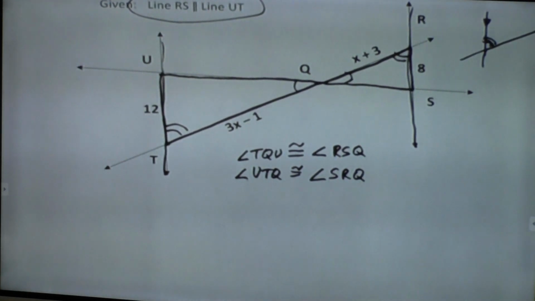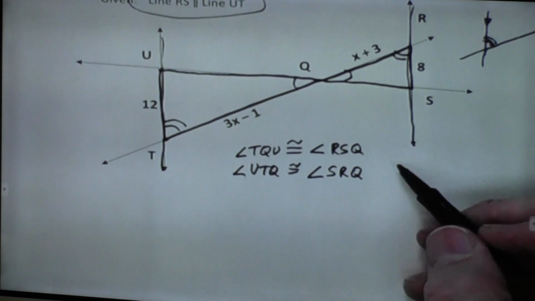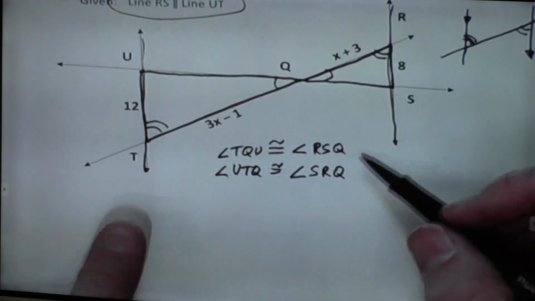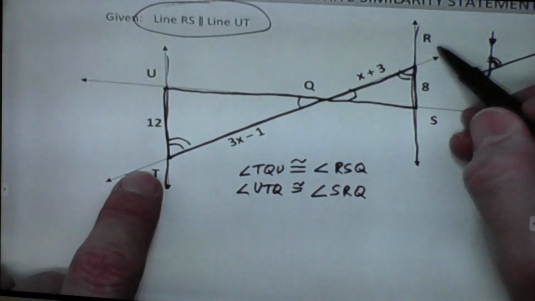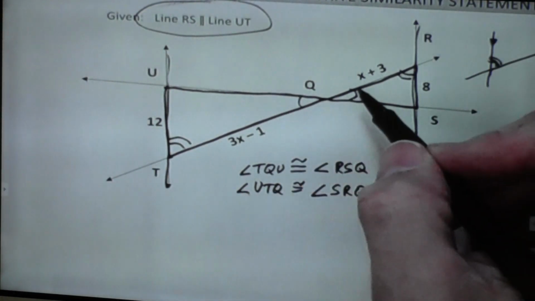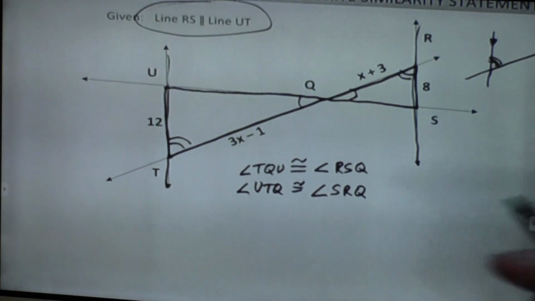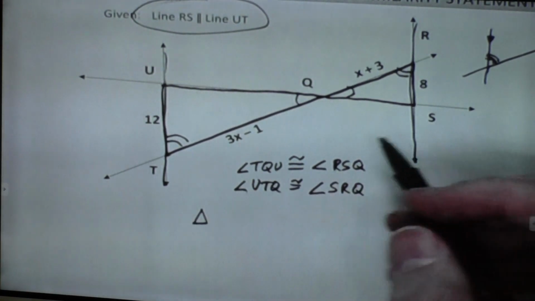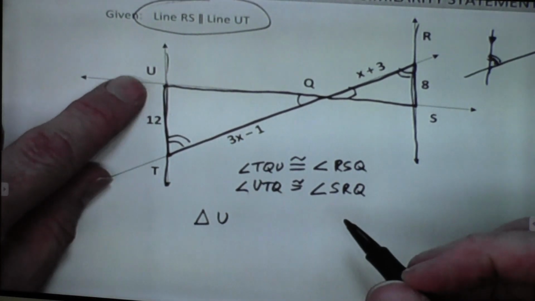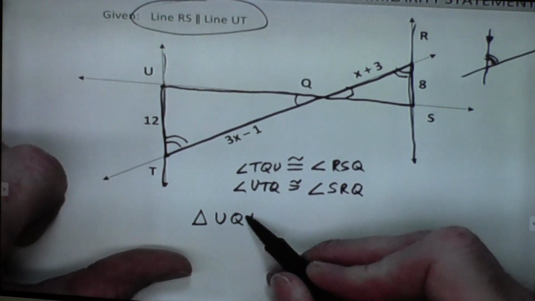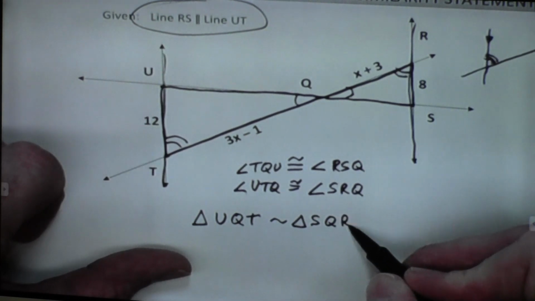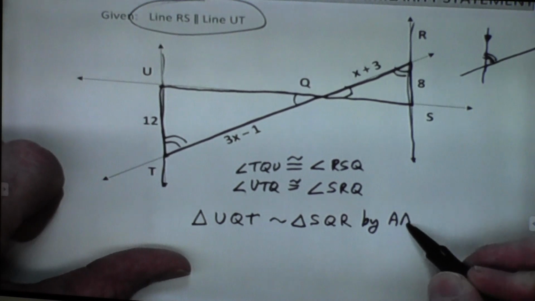Now, since I'm not doing a full triangle similarity, I don't have to write here by vertical angles and by alternate interior angles. But now, because this is a transversal going through two parallel lines, I have two angles. I have this angle matching that one and this angle matching that one. I have an AA. So now we can say triangle, and I guess it doesn't matter which order, but U matches S, so I'll start with that. Triangle UQT is similar to triangle SQR by AA.